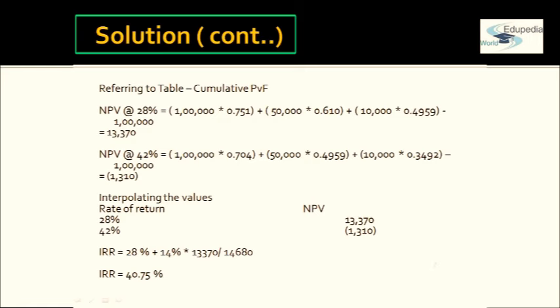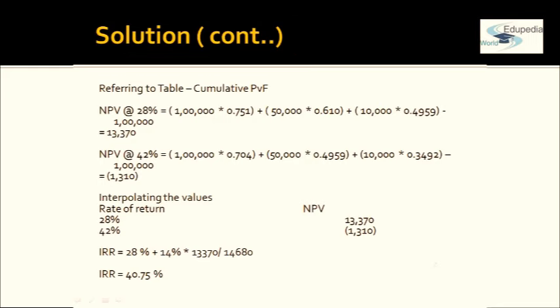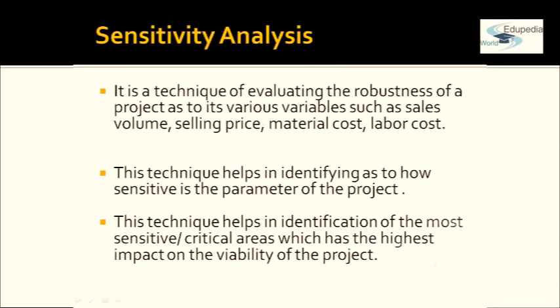So the distance from 0 to 13,370 is 13,370. So 14% will be added when you have to cover a gap of 14,680. Multiply by 13,370, and you get the rate when your NPV is 0, which comes out to be 40.75%. So this is a way on how you compute an IRR when the cash inflows are of unequal amounts for a finite life. So this is how IRR can be computed in different scenarios.